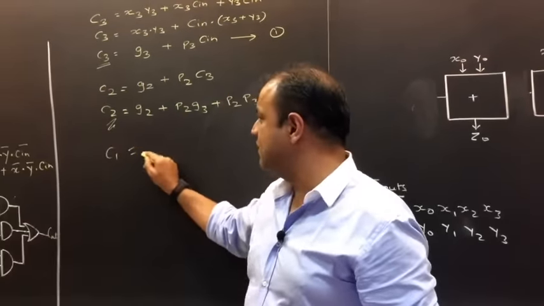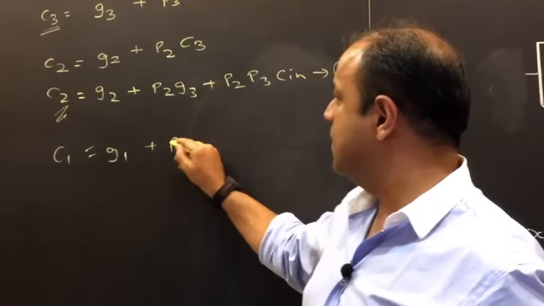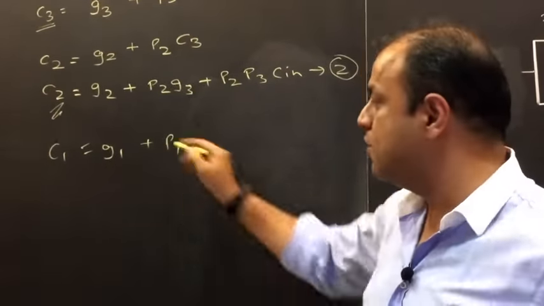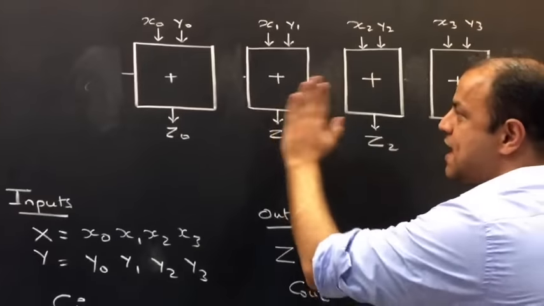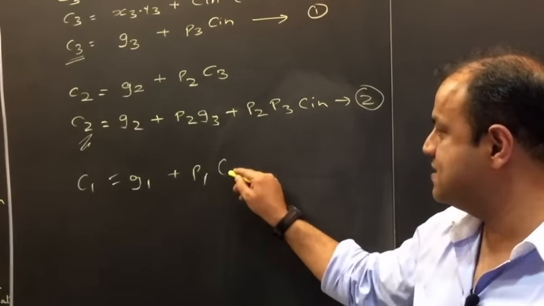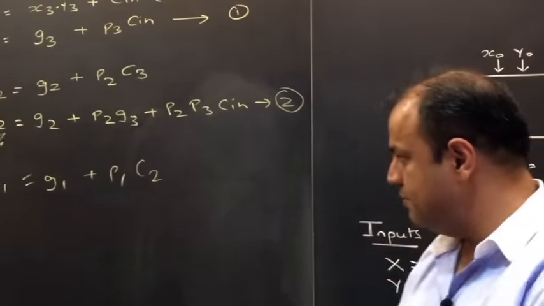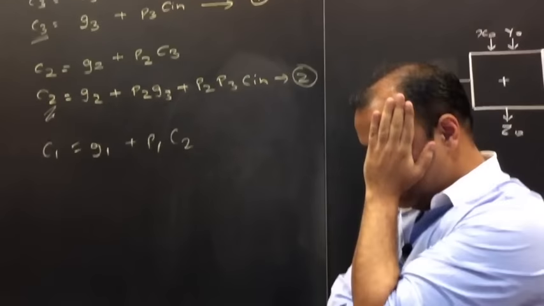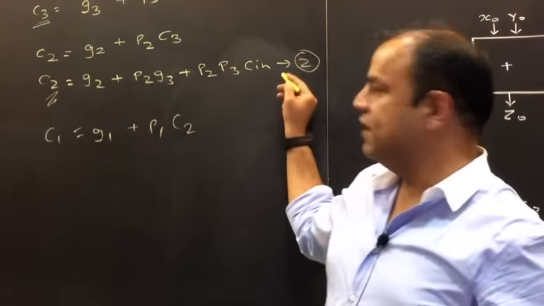Come on, C1. What is C1? G1 plus P1 into what? Carry input. Now what is the carry input to the C1 stage? Carry input to the C1 stage is C2 that comes from here. So G1 plus P1, C2. Now, as I said, limited will to learn, hello. That means to produce C1, I need C2. Intelligent students, hello, C2 is produced like this.